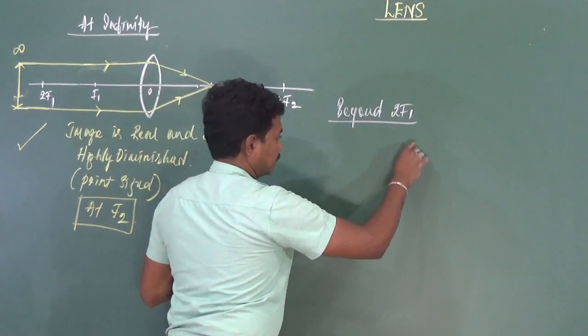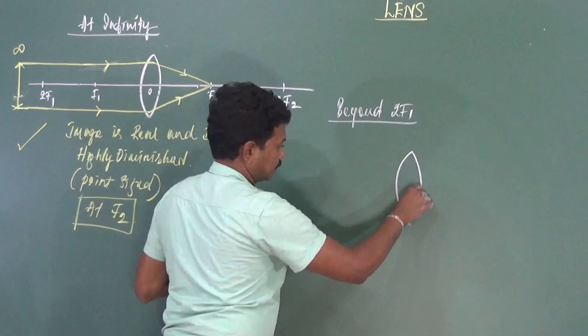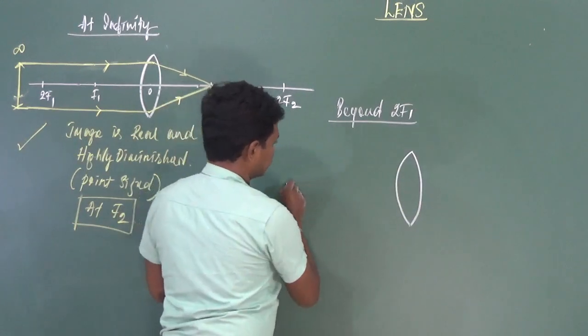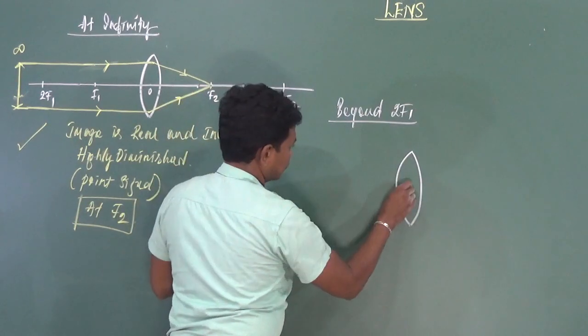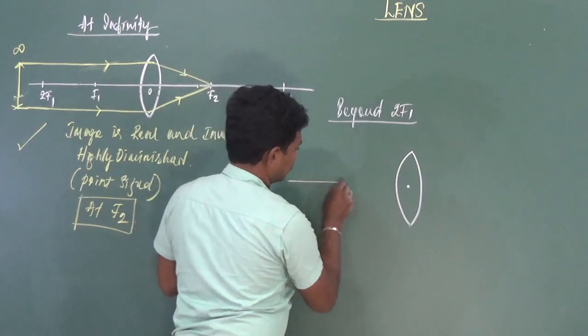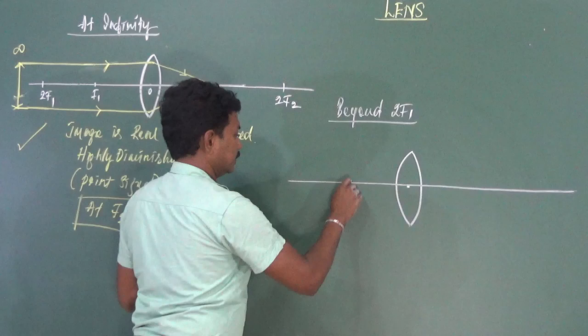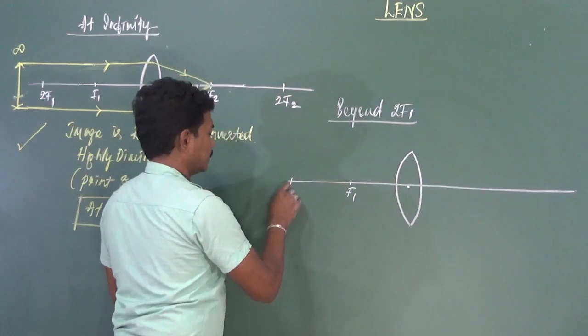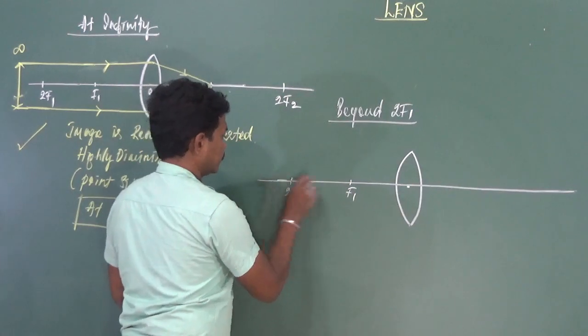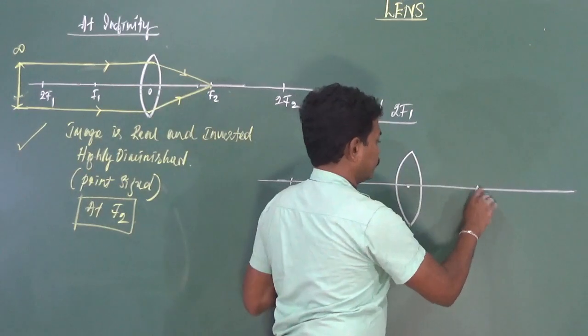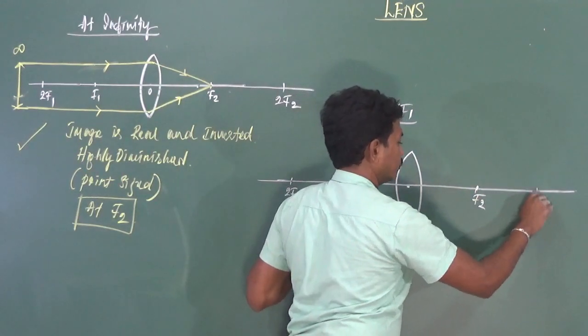So let us take the lens. This is a convex lens. This is the optic center. Let us draw the principal axis. This is the principal axis here. This is F1. This is 2F1. This is F2. This is 2F2.